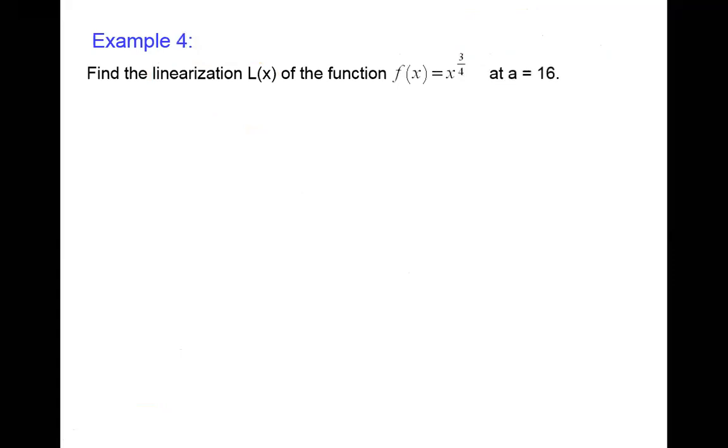Oh, let's do this fancy power function, or I can say root function, because we have to deal a little bit with some computation. Okay, but the same thing. Find the linearization of the function x to the power of 3/4 at 16. Linearization means tangent line. That's the equation: f of a, plus f prime at a, times x minus a. 16, 16, and x minus 16.